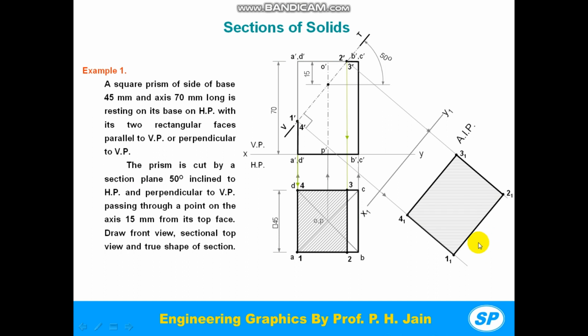In this true shape of the section, draw hatching lines, section lines 45 degrees inclined to the x1 y1 line. In this sectional top view, these section lines are 45 degrees inclined to the XY line. So in this way we have drawn the true shape of the section, the sectional top view and the front view. So name these views. So this is our complete answer.